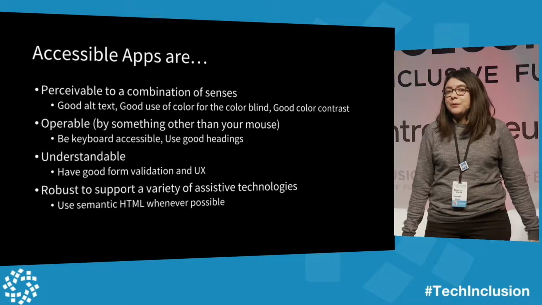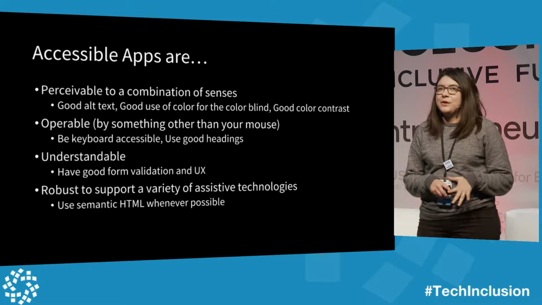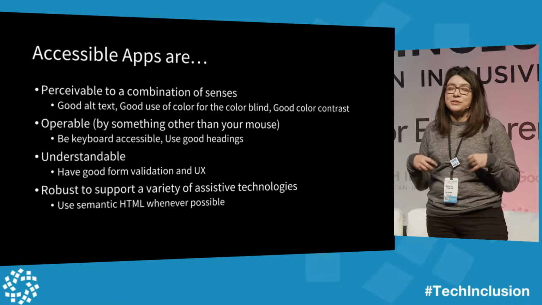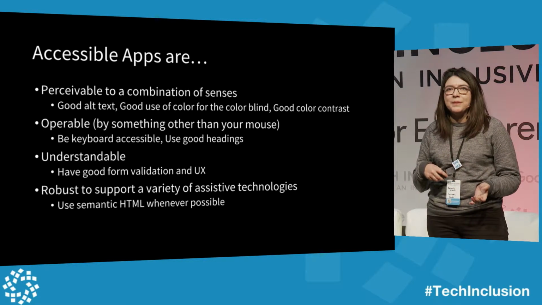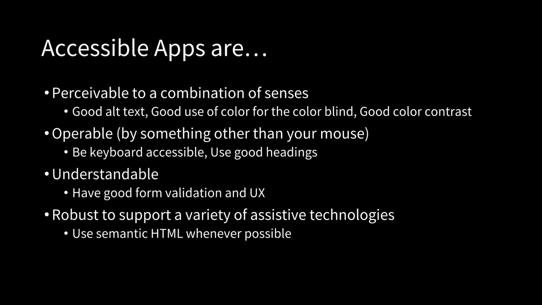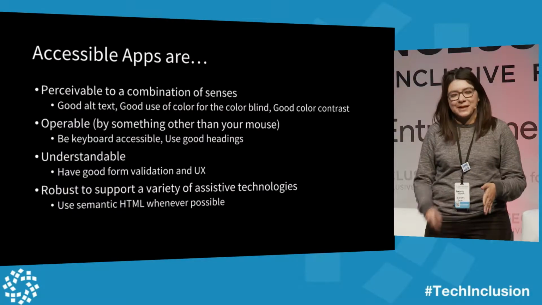We also want to make sure that it's operable by something other than your mouse. So I'll be spending a little bit of time on this. We want to make sure that it's keyboard accessible and that assistive technology can really access that website. We want to make sure that it's understandable. There's a joke in the accessibility community that if something has terrible UX and no one can use it, it's probably equally accessible for people with and without disabilities. But you don't want to be that website. You want to make sure that you have good form validation and you have good UX so that everyone can use your website. And we want to make sure that it's robust and future-proof so that no matter what assistive devices come out, your website is ready for them.